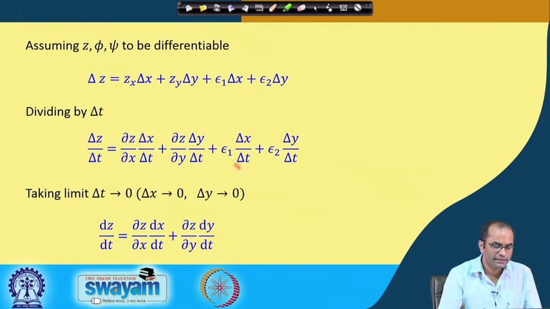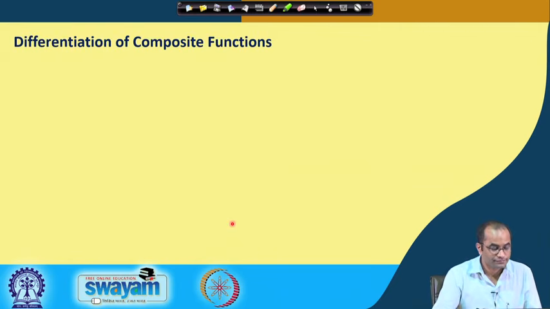Assuming again that these derivatives exist and they are finite numbers, when delta x and delta y go to 0, this epsilon 1 will go to 0 and this epsilon 2 will go to 0, and then these expressions, epsilon 1 delta x over delta t and epsilon 2 delta y over delta t, they both will go to 0. So, we have only these three terms here. So, dz over dt we can find directly in terms of the partial derivatives of z and the ordinary derivatives of x and y.